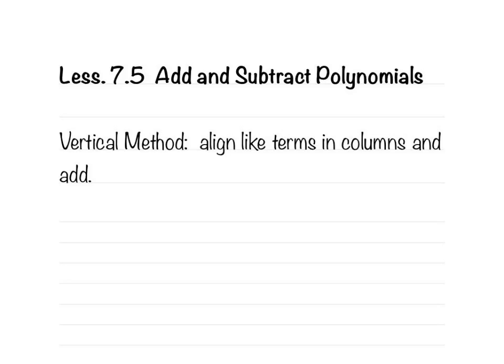Lesson 7.5, Add and Subtract Polynomials. In adding and subtracting polynomials, we will employ the vertical method. That is, we will align like terms in columns, and then we will add.